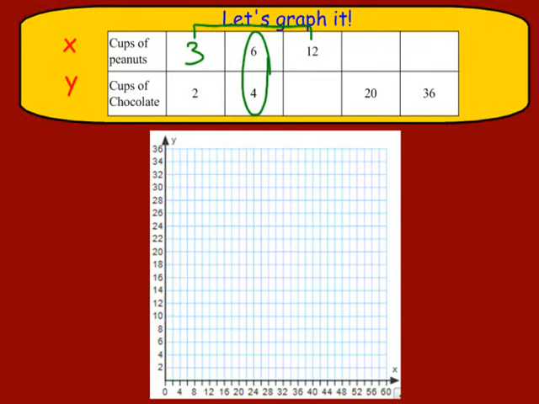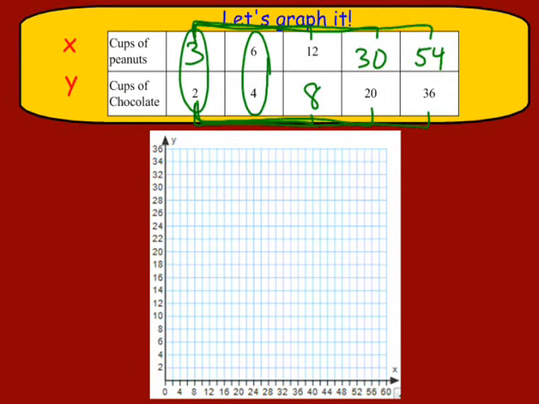3 times 4 is 12. 2 times 4 is 8. 2 times 10 is 20, so 3 times 10 is 30. 2 times what is 36? That would be 18. So I'm going to do 3 times 18, and that's 54. So we have our x and our y values. And remember, again, these are all equivalent ratios. All of these would simplify to 3 over 2. So the pattern in that table is 3 to 2.